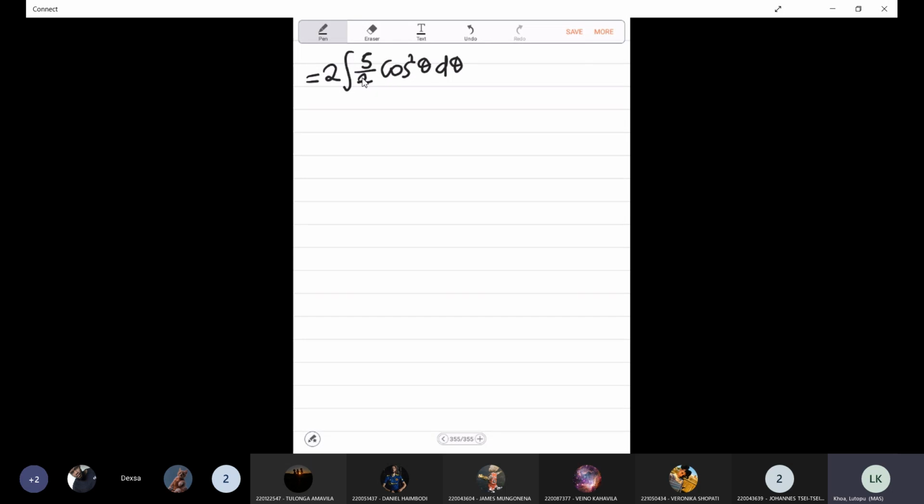Okay, then the 5 over 2 can go outside, multiply with this 2 here, and we just have 5 outside. So this is 5, and then cos 2 theta is a half, 1 plus cos 2 theta d theta. Then again, this half will go outside. On the outside, I have 5 over 2, and then I integrate this one. So this is a 5 over 2.